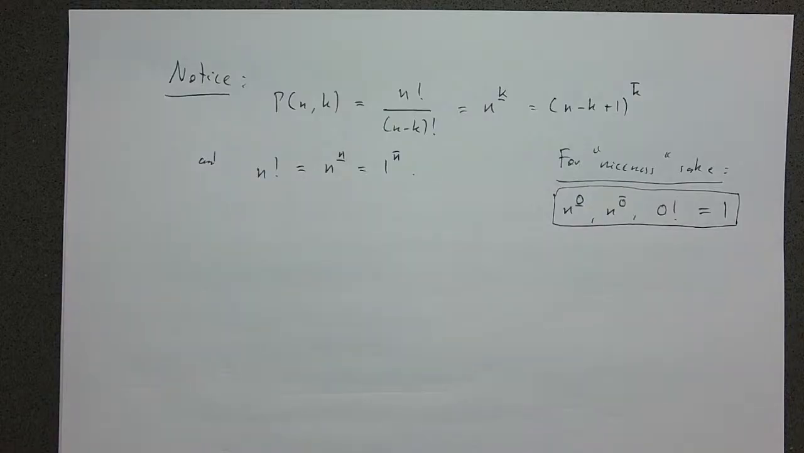If you're confused as to why 0 factorial is equal to 1, this is just a convention that makes all the formulas nice. If it wasn't equal to 1, we would have to alter some of the formulas and add cases, and it would just make everything uglier. So this works out far better. Okay.